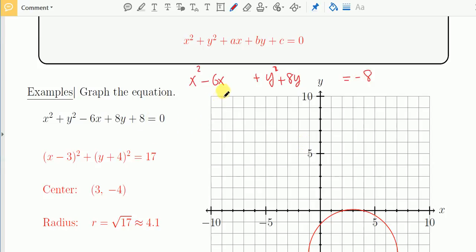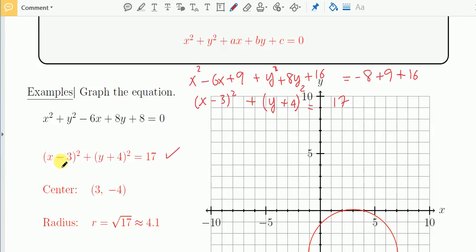Now in order to complete the square, 6 divided by 2 is 3. 3 squared is 9, so I add 9 to this side, and I add 9 to the right side too, right? 8 divided by 2 is 4. 4 squared is 16, so I add 16, and I add 16 to the right-hand side too. So this one I can rewrite as (x minus 3) squared plus (y plus 4) squared equals 17.